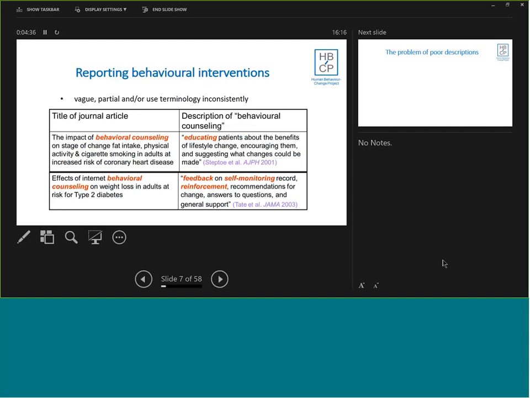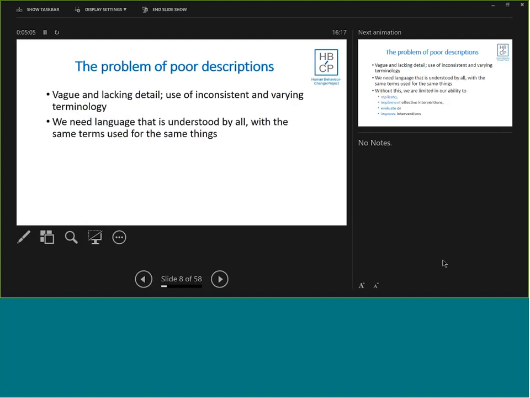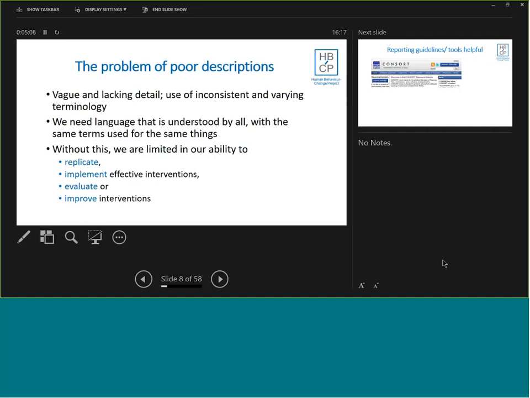Now, it doesn't really matter which one you think is the better definition, but the problem is they're different. And so anybody who's trying to synthesize evidence is potentially just trying to put apples and pears together. And we're really, really missing a trick here, which is not good science. So we have to have terminology where we all know what we mean and we have a shared language. The problem is that if we don't have shared and precise language, we're not only limited in our ability to replicate, which is the cornerstone of science, but also where we do find effective interventions, we're limited in our ability to implement them and limited in our potential for evaluating and improving interventions.